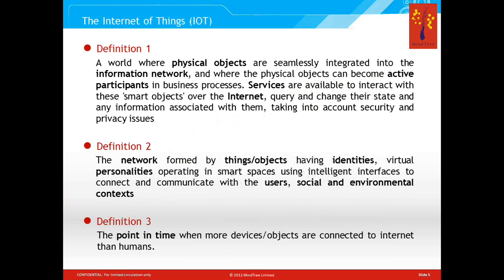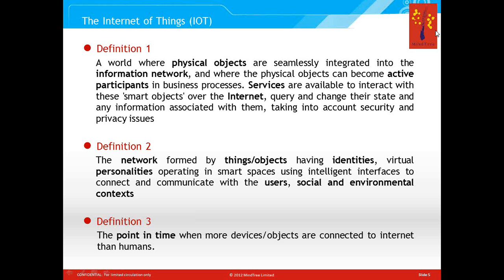These are some of the definitions I found on the Internet for the Internet of Things. I have listed three of them. The first definition is a world where physical objects are seamlessly integrated into the information network, and the physical objects can become active participants in business processes. Services are available to interact with the smart objects over the Internet, query and change their status, and any information associated with them, taking into account security and physical issues. The second definition is the network formed by things or objects having identities, virtual personalities, operating in smart spaces using intelligent interfaces to connect and communicate with the users and social and environmental context.